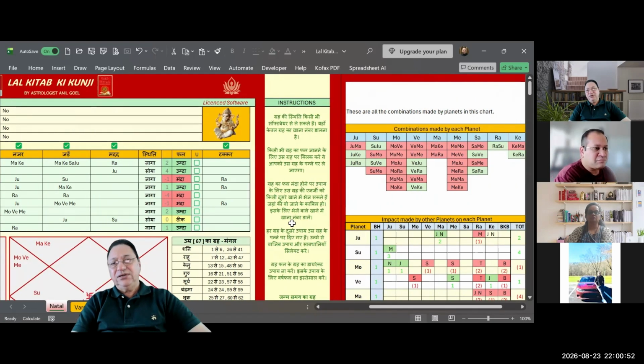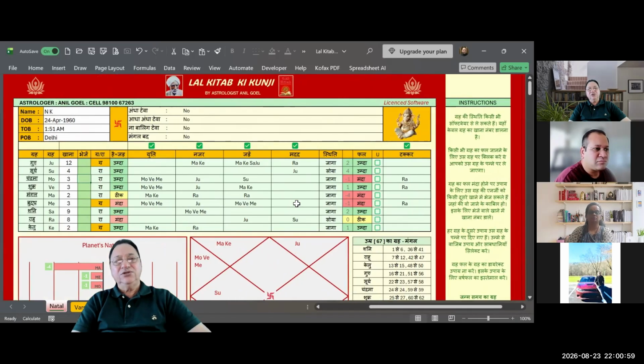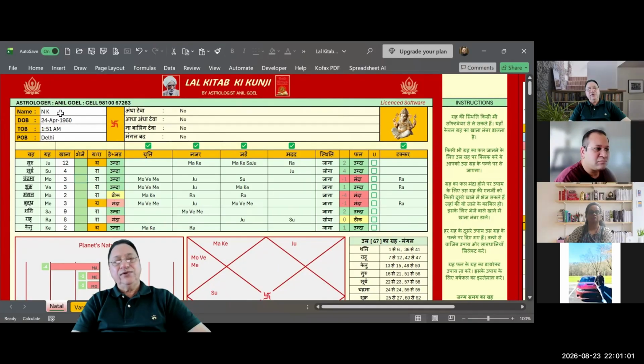These are some of the instructions. Whatever I have told you is written here. Now coming to this one, you should fill in this information, because from the year of birth will come your age, your running age. Because your Varshfal will be based on your running age.